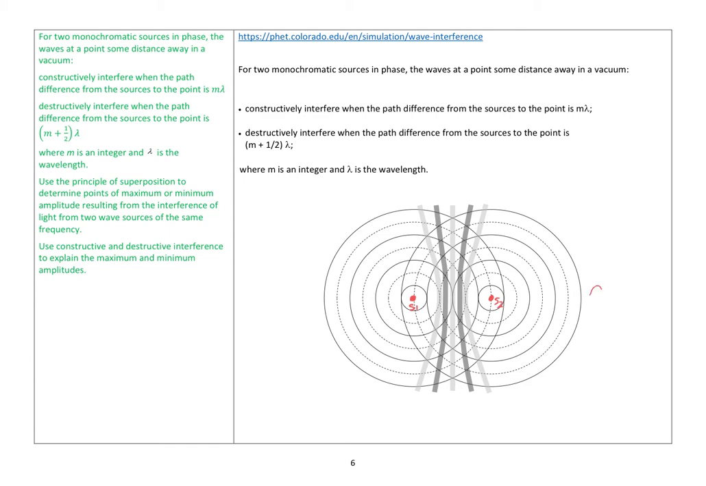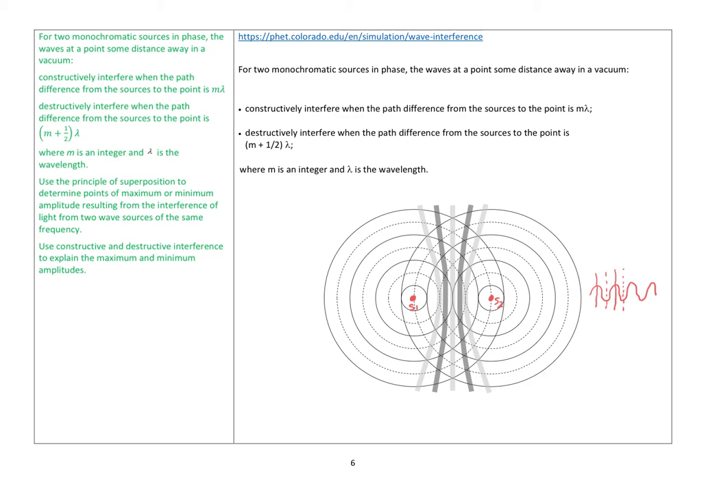So if we were to draw each of these sources releasing a wave, I'll do that a bit neater. Where we've got a peak, we'd see a solid line. Where we've got a trough, we'd see a dotted line. Where we've got a peak, we see a solid line. Where we've got a trough, we see a dotted line, and so on.